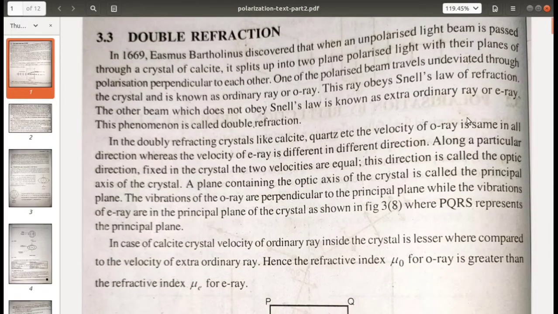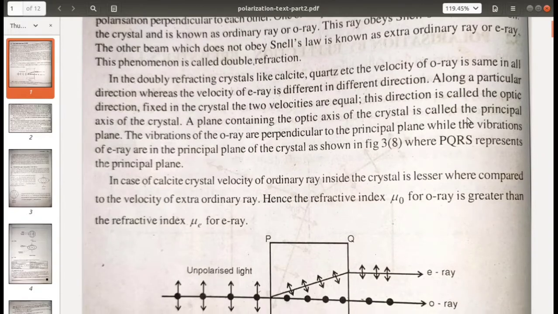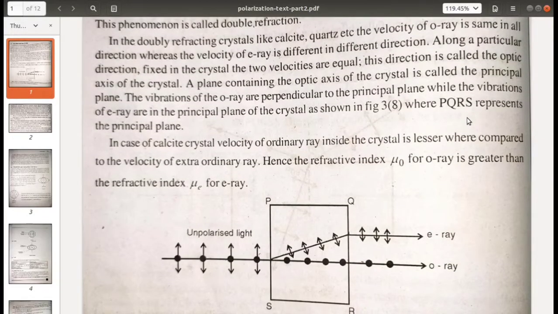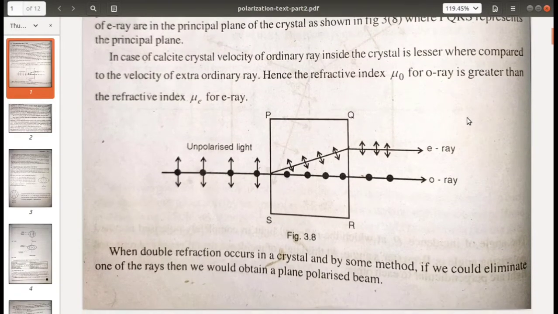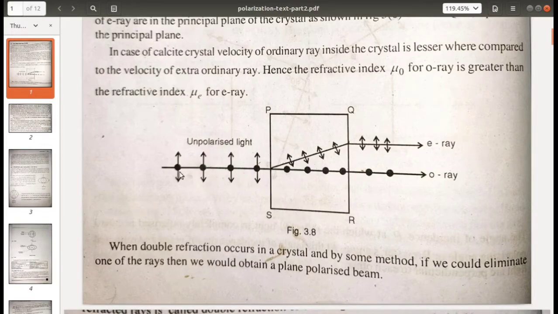This splitting up of unpolarized light into two plane polarized lights when passing through a calcite or quartz crystal is known as double refraction, and it is shown here in this picture. This is unpolarized light passing through a calcite or quartz crystal. It is plane polarized into two rays. You can see two plane polarized lights. In this ray, the plane of polarization is the plane of the paper, and in this ray, the plane of polarization is perpendicular to the plane of the paper, towards outside the plane of paper, which is marked as a dot.